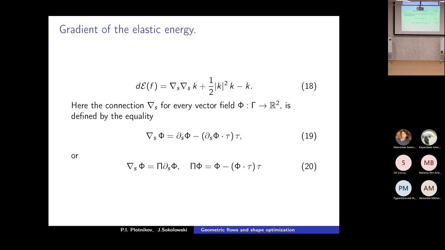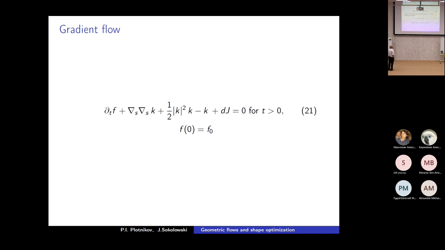Here, gradient S is not the derivative with respect to S. They call it connection, but I am not sure that it is correct. It is simply the projection of the derivative with respect to S onto the space orthogonal to the tangent vector, the normal space. Therefore, the right-hand side, formula 18, is automatically orthogonal to the tangent vector. And this leads also to problems. But there is no reason for discussion, it is given.